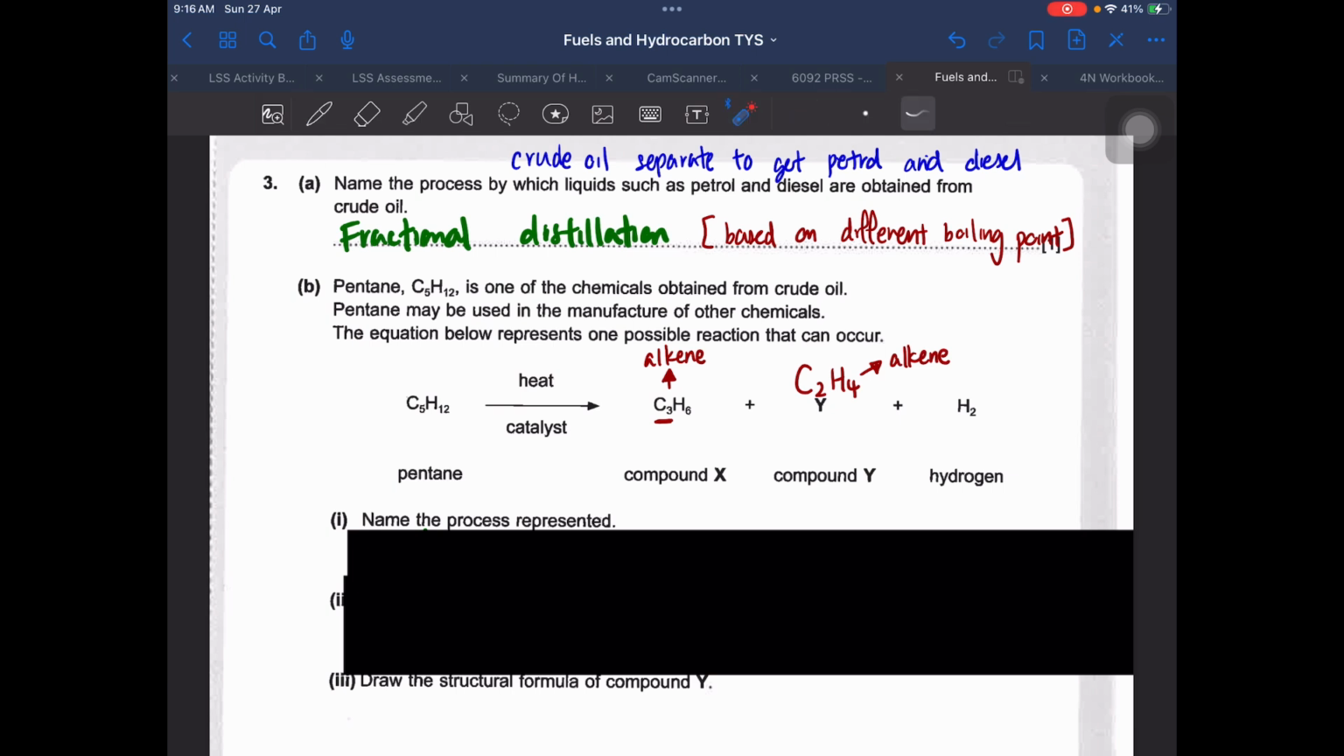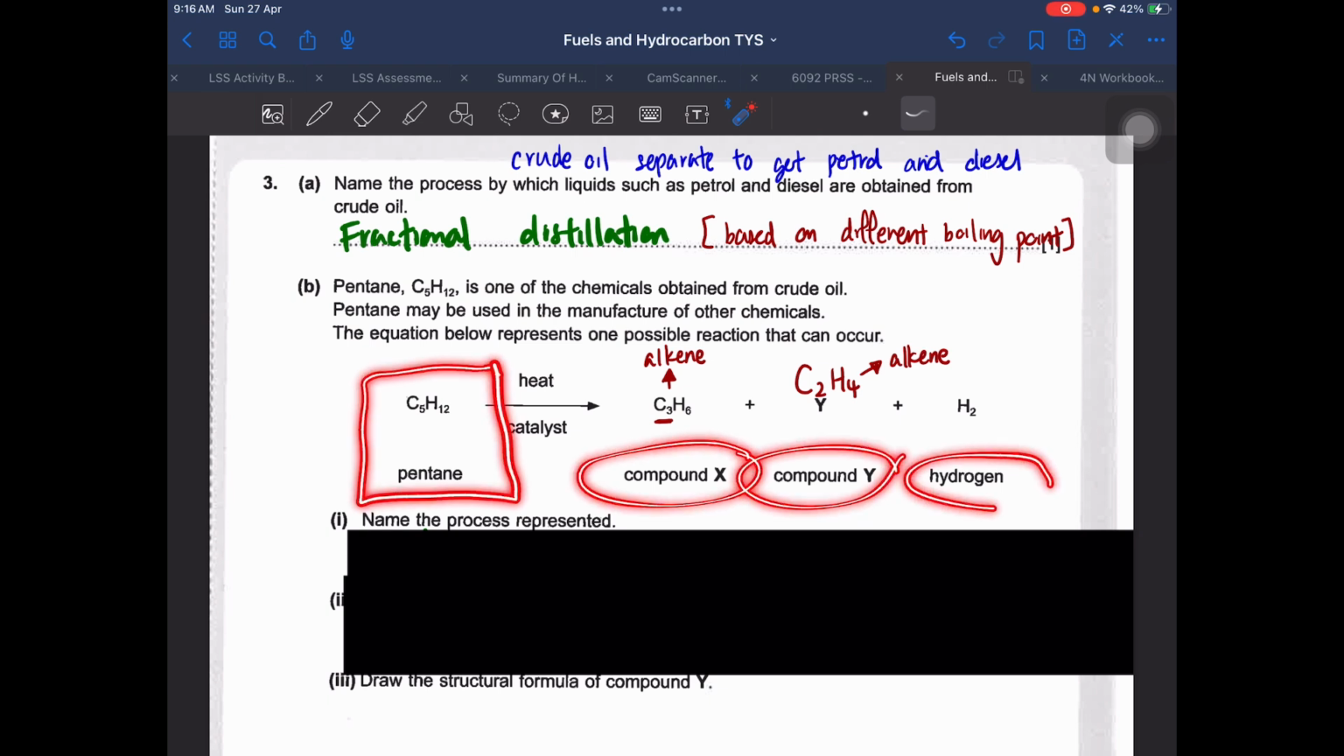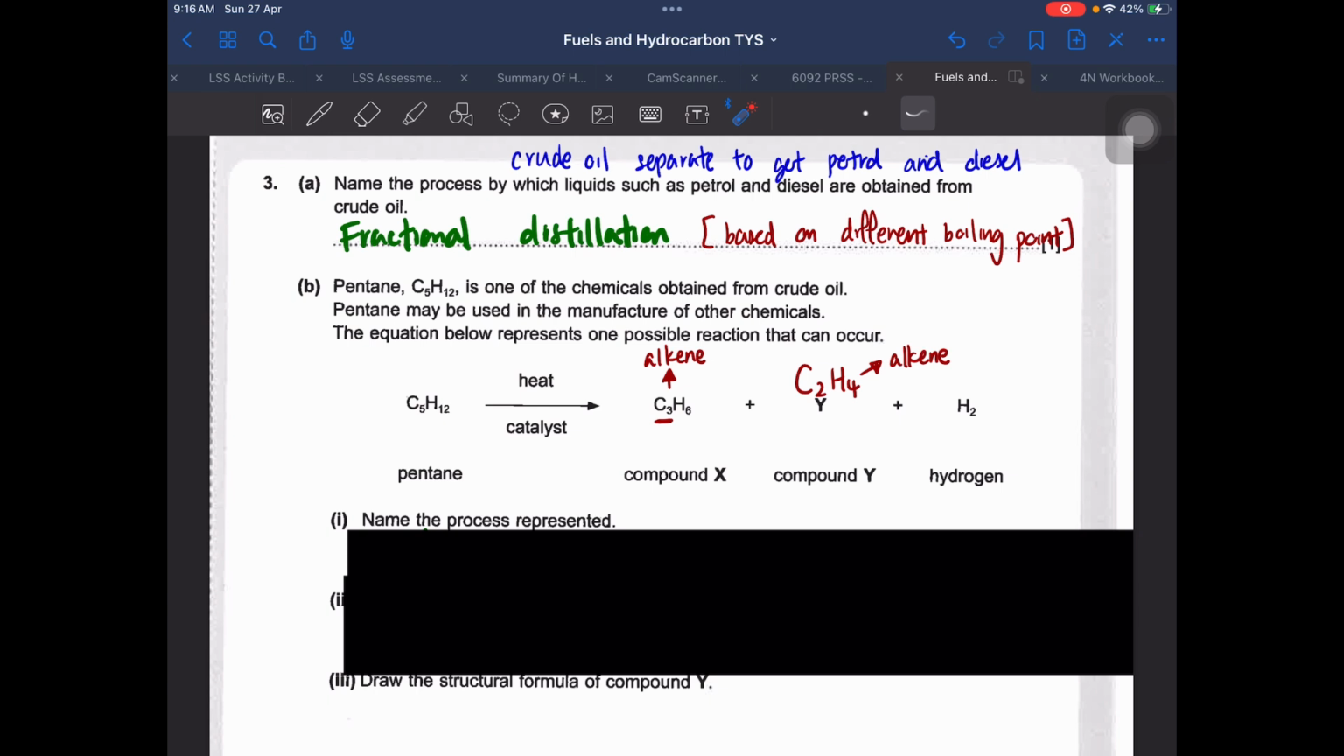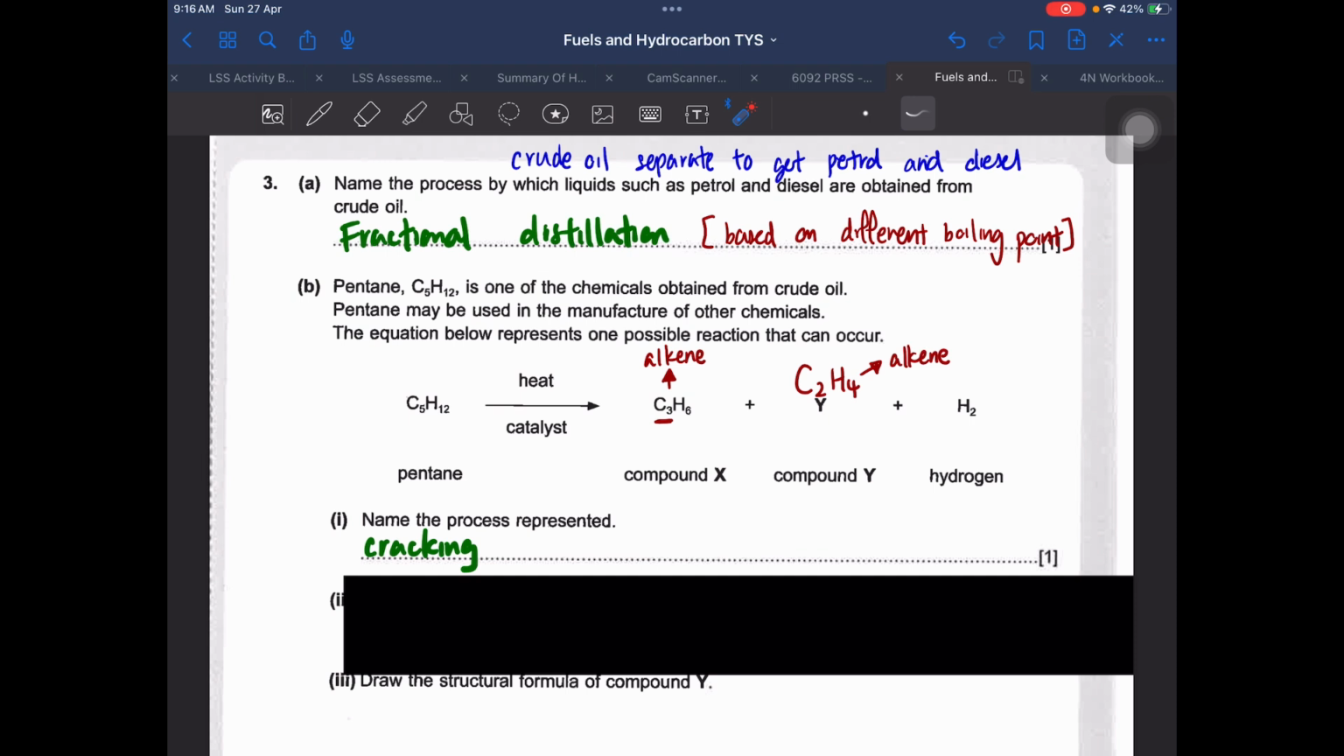Next question. This is a chemical called pentane, C5H12, and then the equation shows one possible reaction that can occur. If you look at it again, you realize that there's one big one, C5H12, becoming many smaller things. And if you count the carbon and hydrogen, you will realize that Y is actually C2H4, right? So you can count how many carbon, how many hydrogen, and it must add up to the left-hand side, right? So this process is once again cracking, right? Because it's about going from big to small, like what I mentioned earlier.